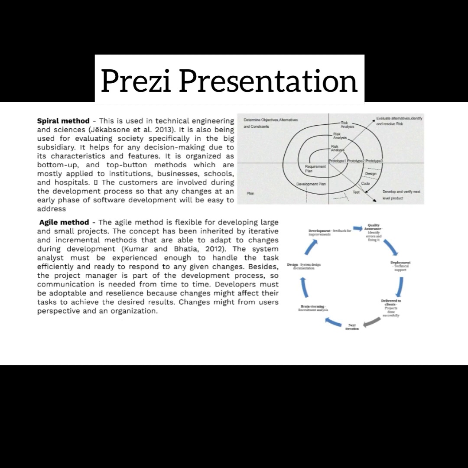Now let's move into the agile method. The agile method is flexible for developing large and small projects. The concept has been inherited from iterative and incremental methods that are able to adapt to changes during development. The members of the team must be experienced enough to adapt the changes during the development process. It can be based on the user's perspective or an organization's, when the design will be changed based on either both parties or one party. So that is the agile method.